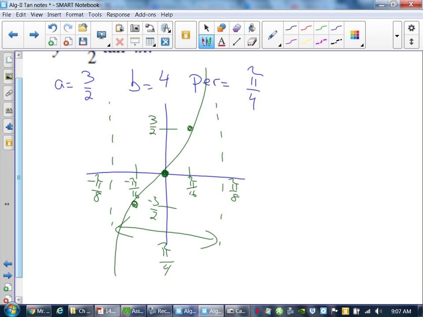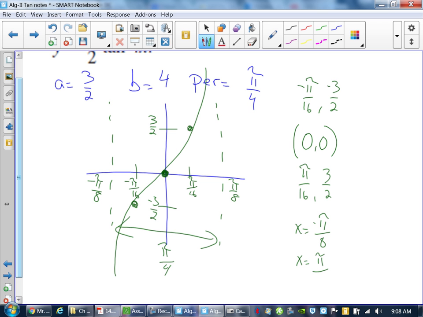Tangent gives you 3 ordered pairs. Going from left to right, you have negative pi over 16, negative 3/2; 0, 0; pi over 16, 3/2. And your two asymptotes at x equals negative pi over 8 and x equals pi over 8. Those are your two asymptotes set. Those are your critical values for graphing a tangent.